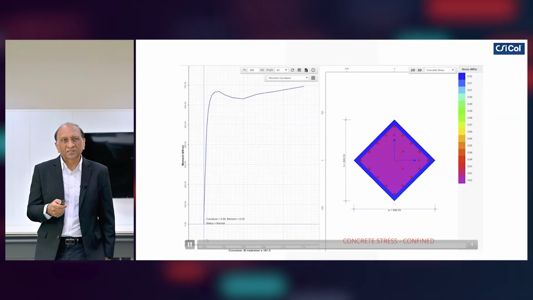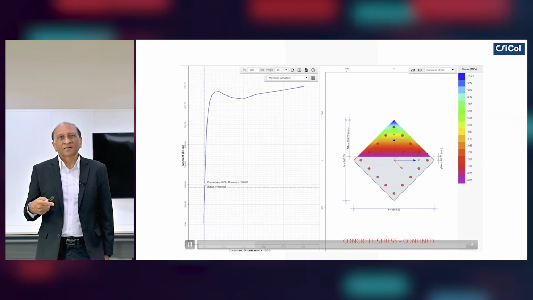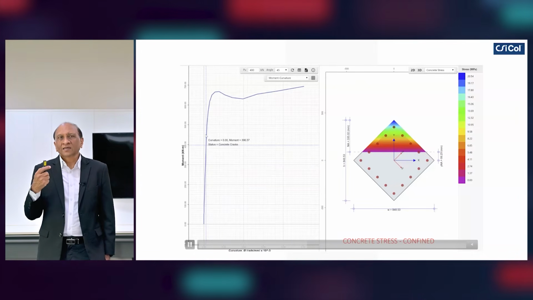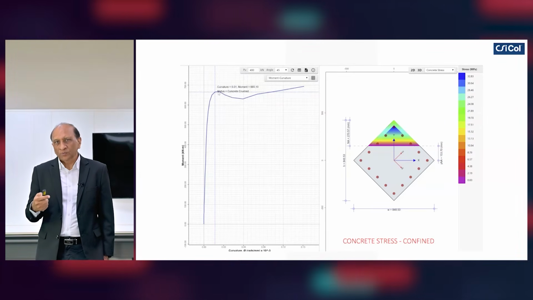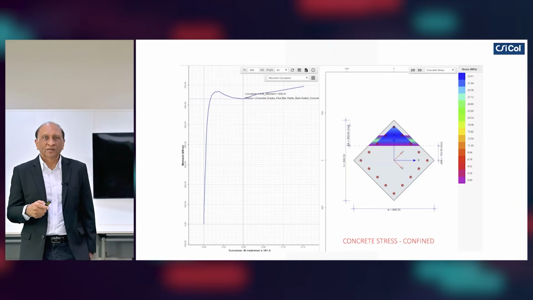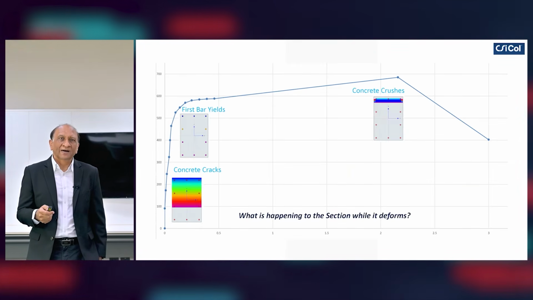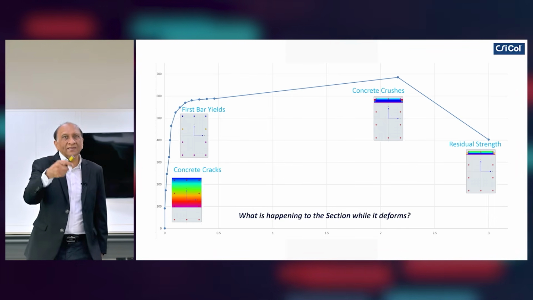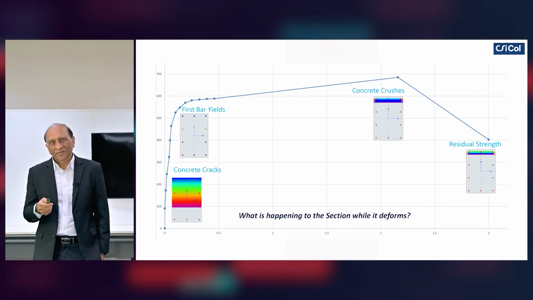And similarly, for the angle section, you can see that when you bend the column at a 45-degree angle, the corner will break very soon, and the column will lose the curvature capacity rapidly because the concrete on the corner is very small compared to the edge. So we lose the capacity very quickly. So we can determine concrete cracks, first yield of the bar, concrete crushing, and the residual strength. Everything can be plotted on the moment curvature curve if we have sufficient information.